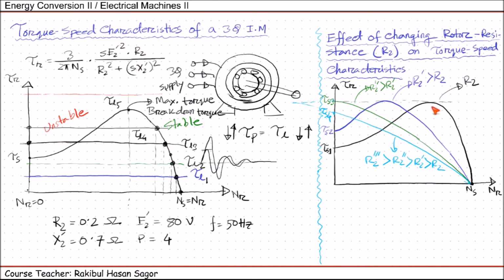Remember, we cannot increase the value of maximum torque by changing the value of rotor resistance. However, the position of maximum torque can be changed by changing the value of rotor resistance. However, we can increase the starting torque by changing the rotor resistance. Let us take this figure in the next page.